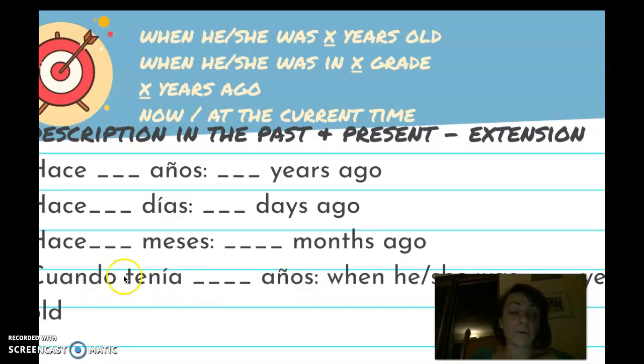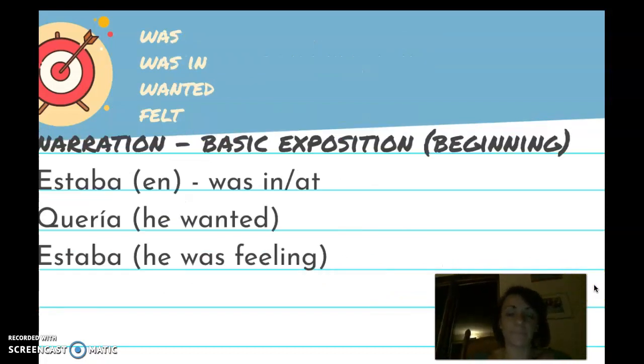Except for this last one. Cuando tenía blank años. That's age, which is always in the imperfect, but these are preterite because it's this many years ago, this happened. This many days ago, this happened. This is a specific indicator of time, which makes it preterito. But age is different. Cuando tenía blank años. In Spanish, we always say when somebody was and had an amount of years, that's how you say how old someone is. Okay.